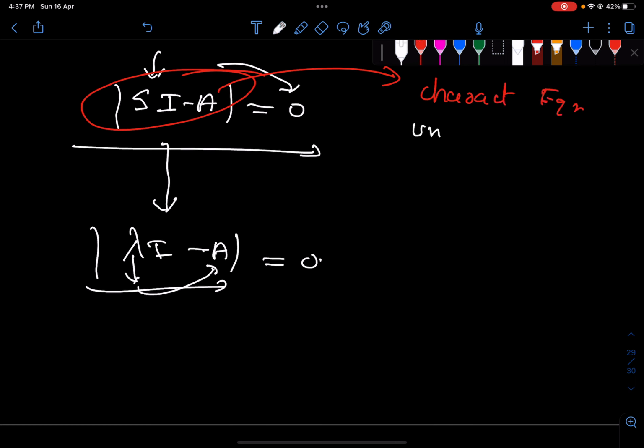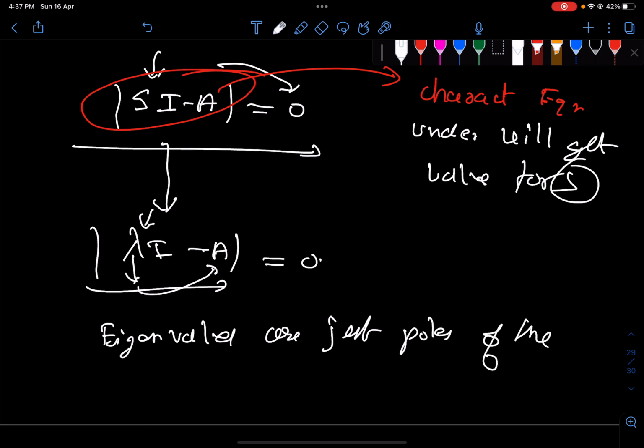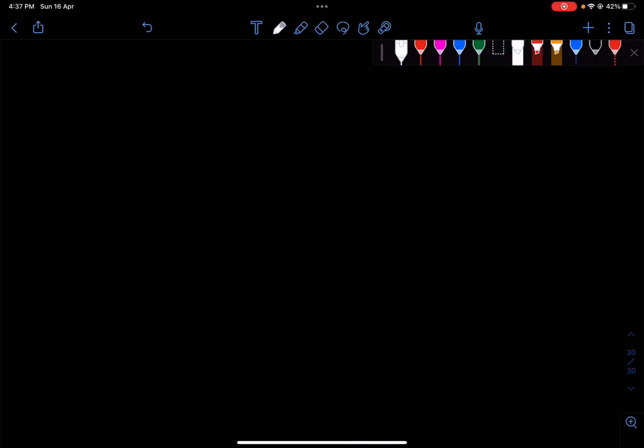So on solving we'll get values for s, that is lambda, right? So eigenvalues are just the poles of the system, or on solving the characteristic equation we get the poles of the system, that is just the eigenvalues. Just a comparison with eigenvectors and eigenvalues.